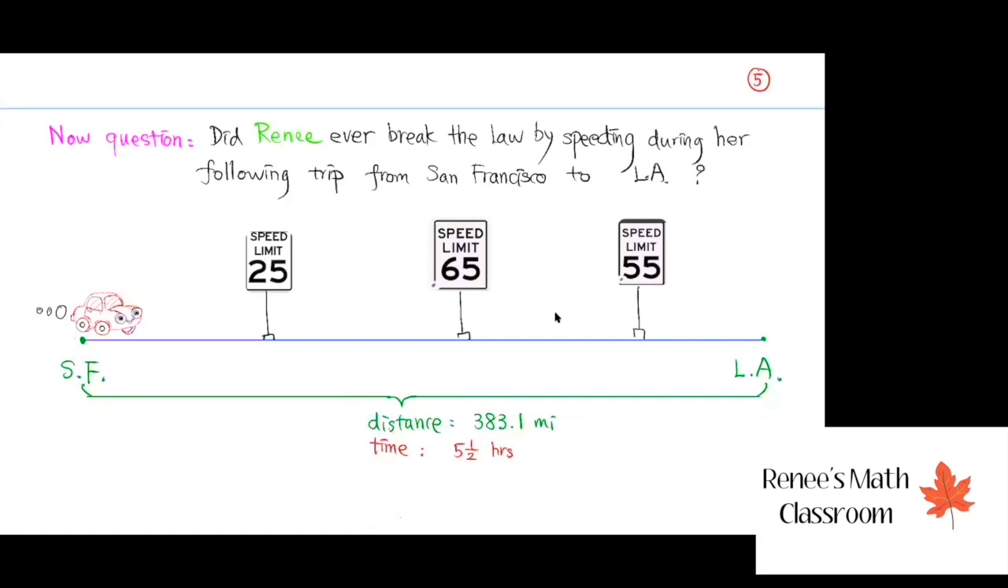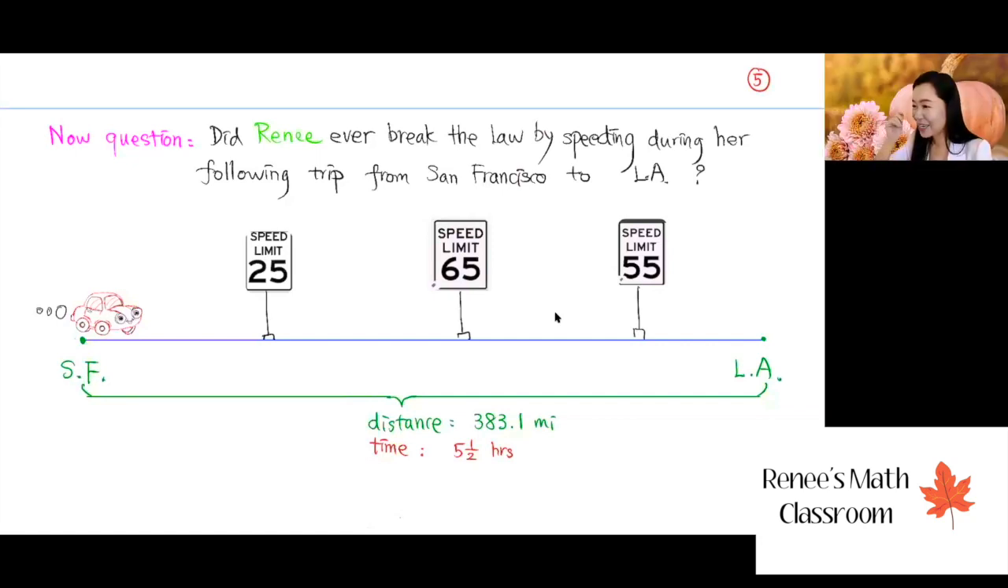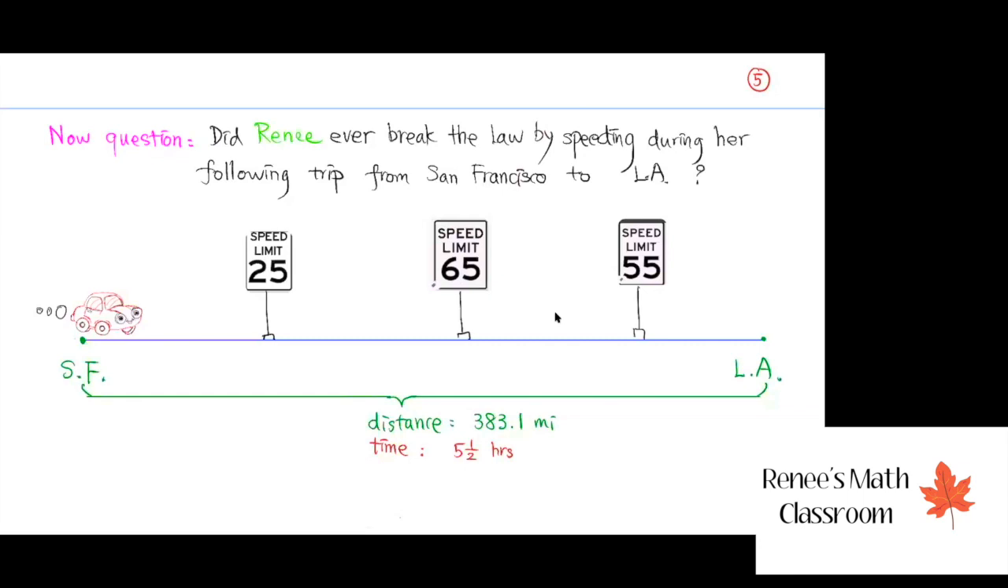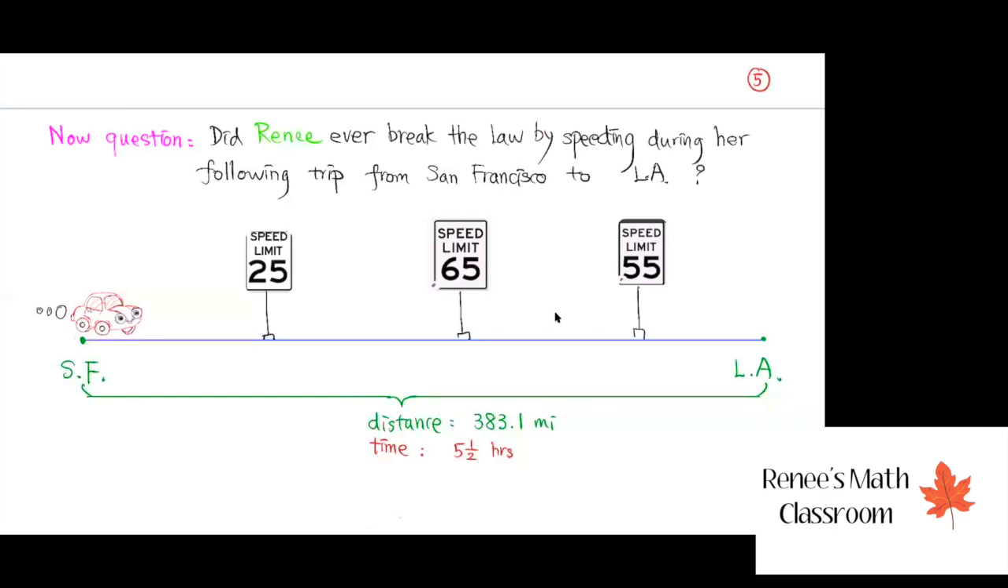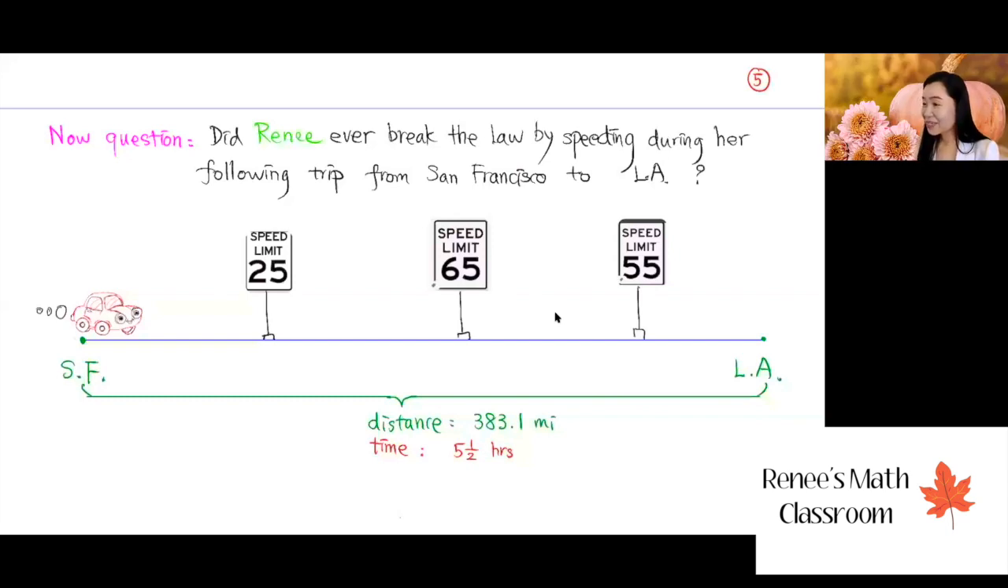Probably not. You're so kind. Probably not. That's a good question. Did I ever go over the speed limit? I don't know. Tell us, please. You don't know. We can use a math skill to prove it. Oh, by the way, do you guys like this card that I drew? I drew this. You like it? Okay, that's good.